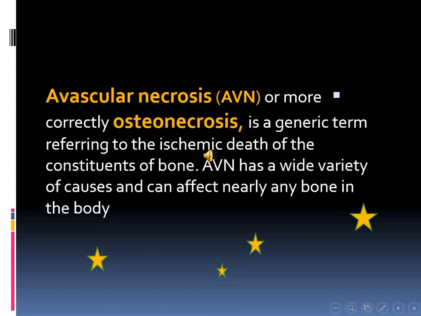The last bone pathology is a process called avascular necrosis, or more correctly we name it osteonecrosis. It is a term that refers to the abnormal death, or ischemic death, of part of the bone. Any part of the bone could be affected, but we will concentrate on certain areas which are more prone to this pathology.